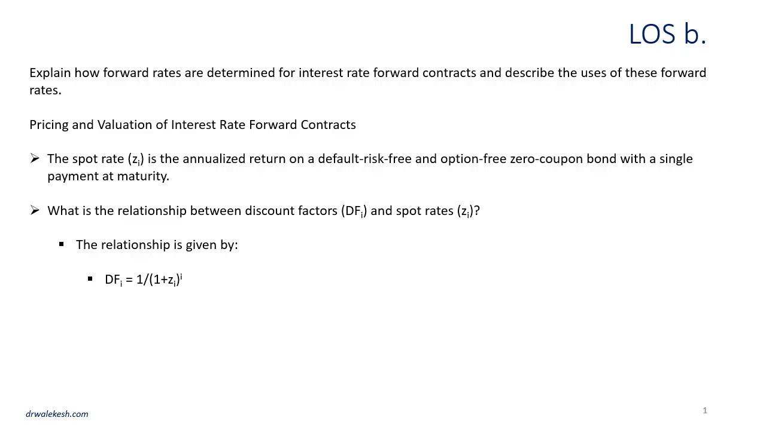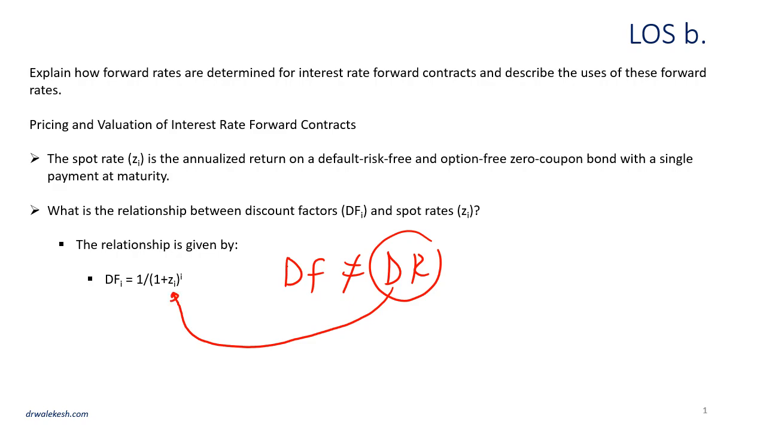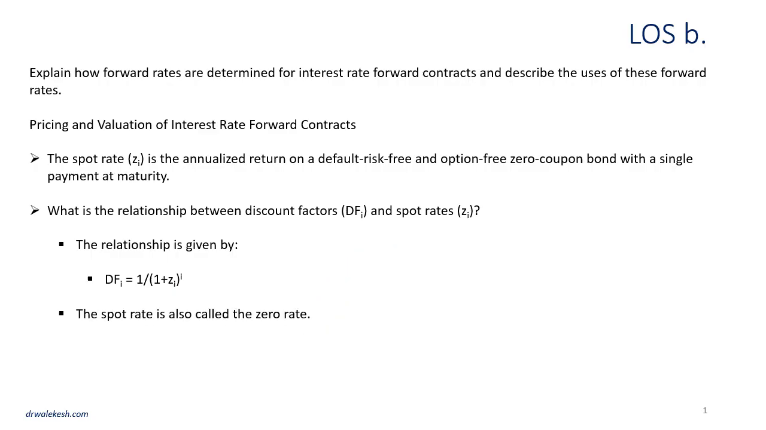Please note, discount factor is not the same thing as discount rate. Discount rate is similar to spot rate, but it is not the same thing as discount factor. It is worth noting that spot rate is also called zero rate, which is why if you want to write spot rate for short, we typically would write it as Z_i.